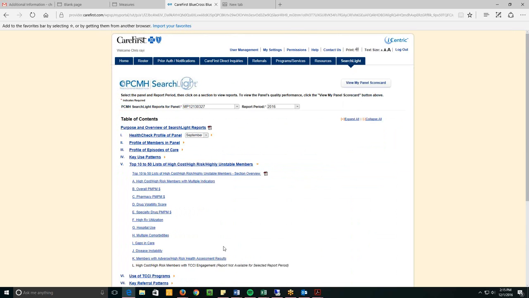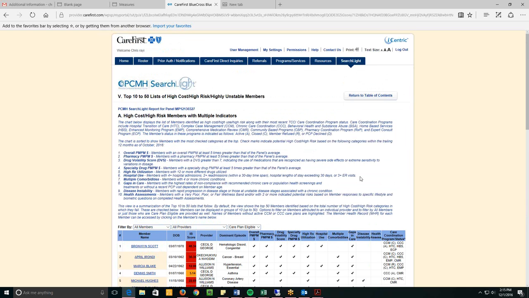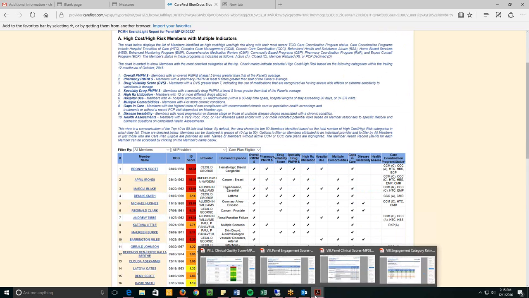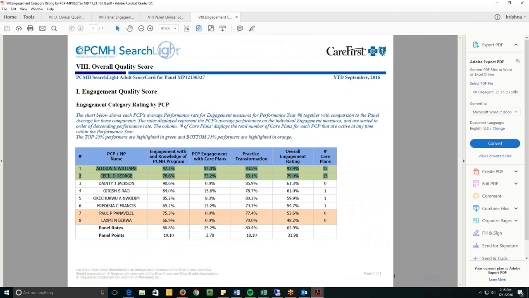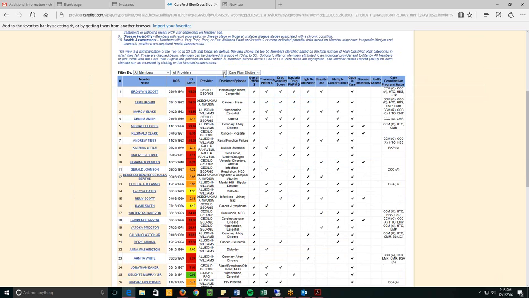Where we went was Searchlight, and we went to number 5, gaps in care. The other one is high cost, high risk members with multiple indicators. You can use this list to bump up your care plans. Here we only have 15 for Williams, 15 for George, but other people have only 1. So this is a great list that physicians can go by and create care plans.